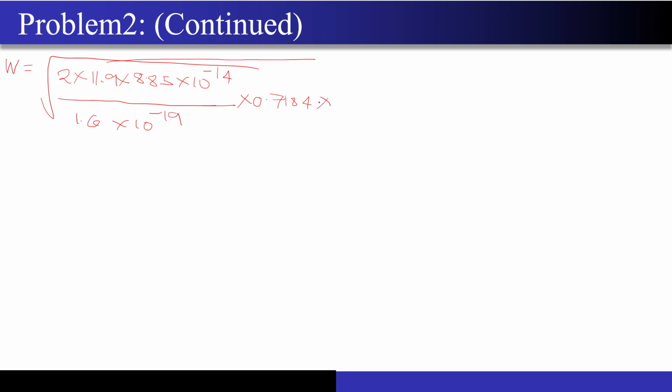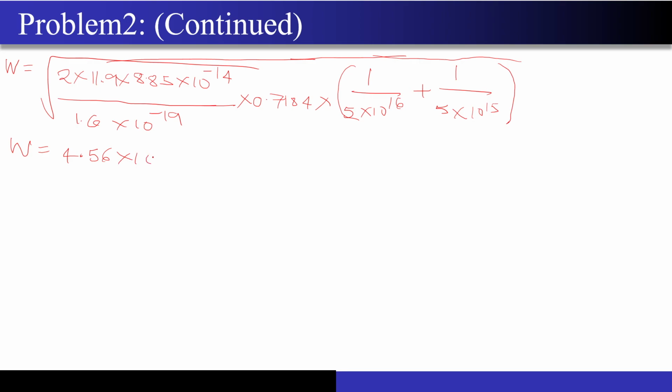0.7184, right? And once I have multiplied it, there was one more term, 1 upon Na plus 1 upon Nd, right? So what was the Na that was given to me? 5 into 10 to the power 16. And what was the Nd that was given? 5 into 10 to the power 15. This is a square root on this entire big thing. So please bear with that. So now if you try to find it out, then this value of W will come out to be approximately 4.56 into 10 to the power minus 5 centimeters.